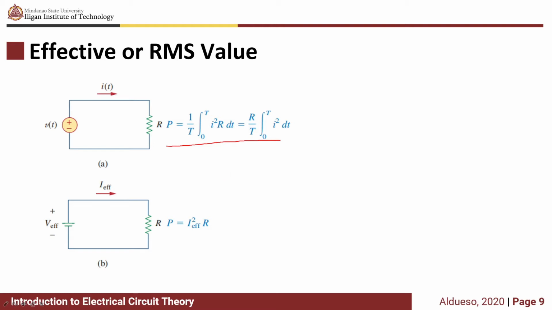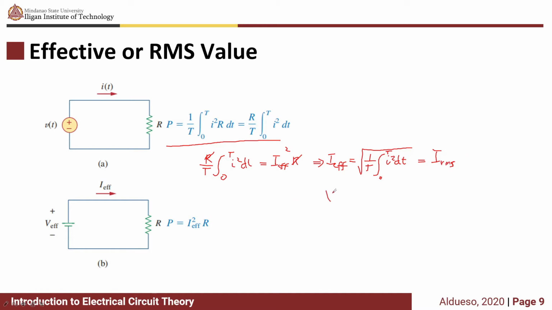Equating the two equations, R over T times the integral of I squared dt from 0 to T is equivalent to I effective squared times R. Now solving for our I effective, it is equal to the square root of 1 over T times the integral of I squared dt evaluated from 0 to T. The effective value is also called the RMS value.